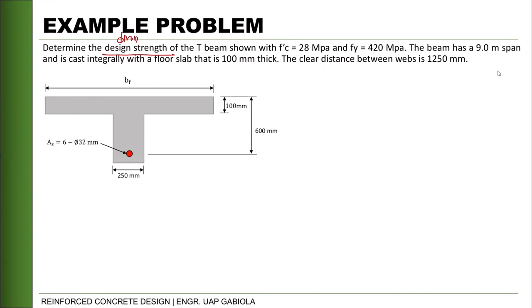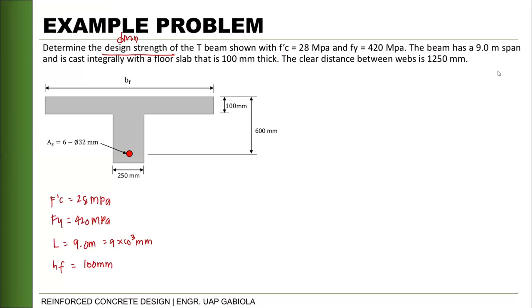We have f'c is equals to 28 megapascal. We also have our fy is 420 megapascal. Length. So, length natin is 9.0 meters or let's convert that to mm. So, 9,000 mm. And then we have height of our slab or flange, that is 100 mm.